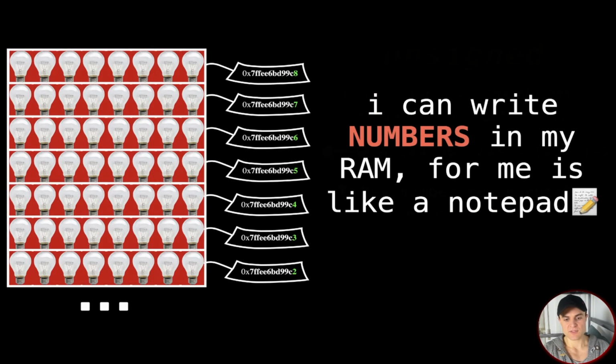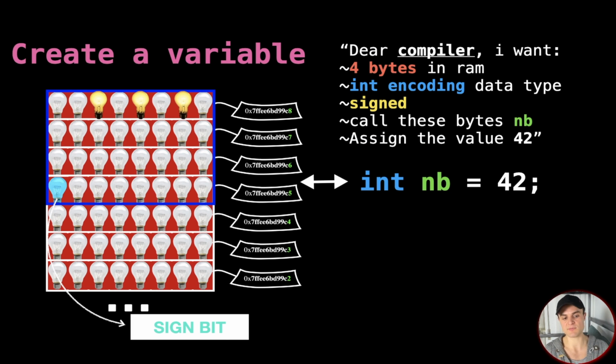Fairly easy. So now you know pretty well that you can write numbers inside your RAM, and for you, it's just a notepad in which you store values. So let's create a variable together in C. When I create a variable, I'm just telling the compiler something in a very specific way. Like in this case, I have int nb is equal to 42.